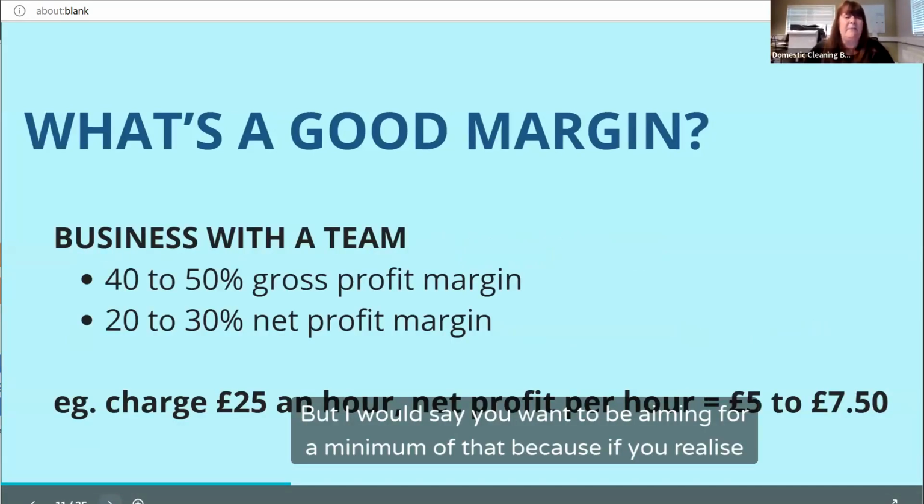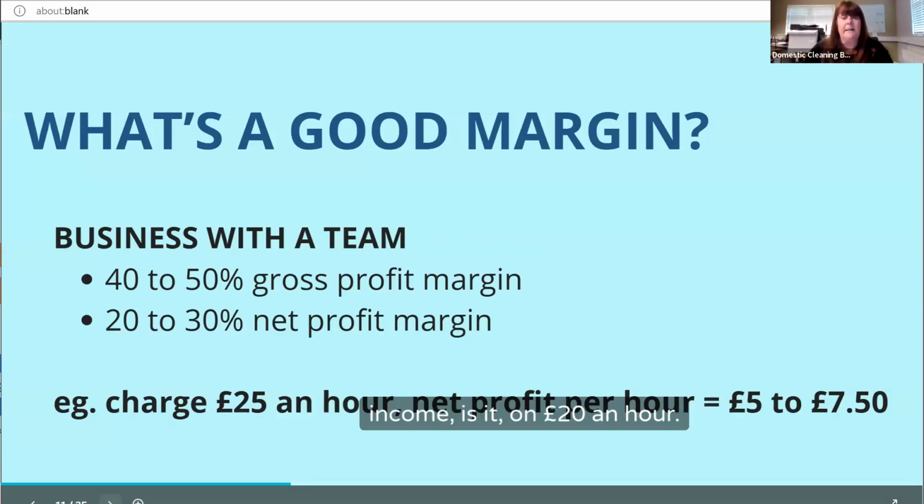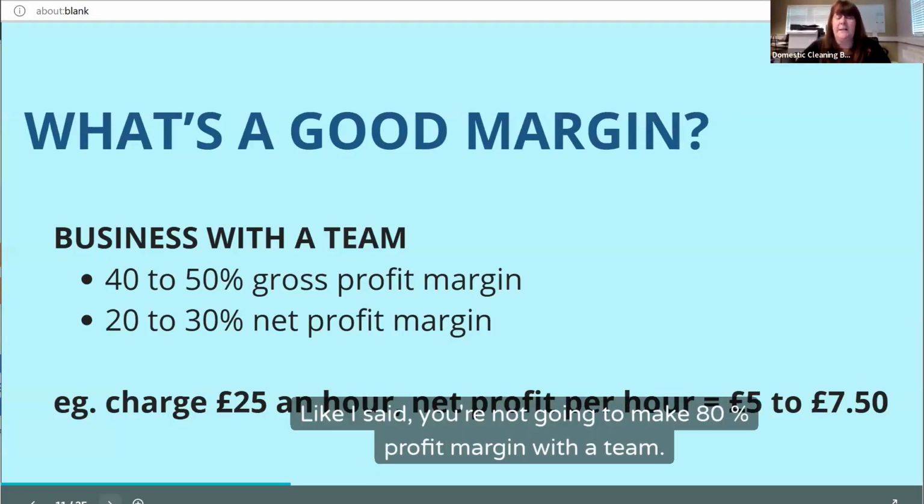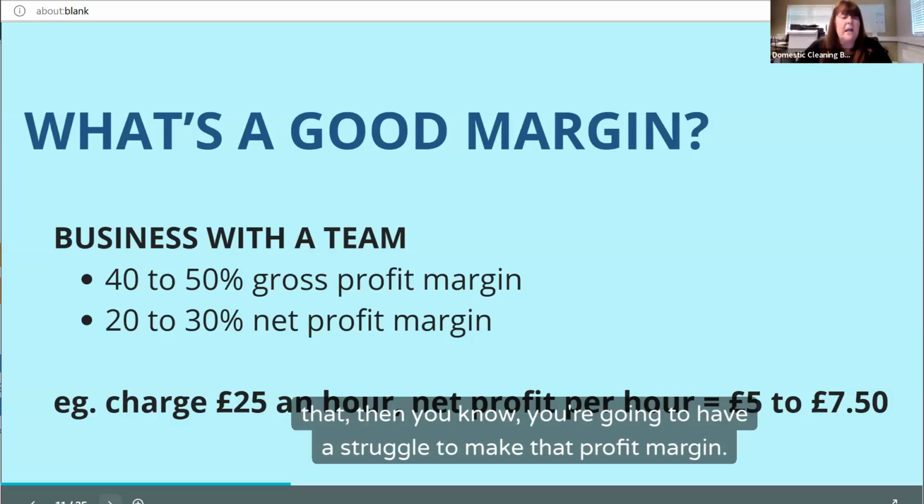But I would say you want to be aiming for a minimum of that, because if you realize you're only taking home £16 an hour, then it's still not a massive income, is it, on £20 an hour? If you've got a team, well, that's a whole different ball game. Like I said, you're not going to make 80% profit margin with a team. And if your gross profit margin is sort of 40 to 50%, potentially even less than that, then you're going to struggle to make that profit margin.